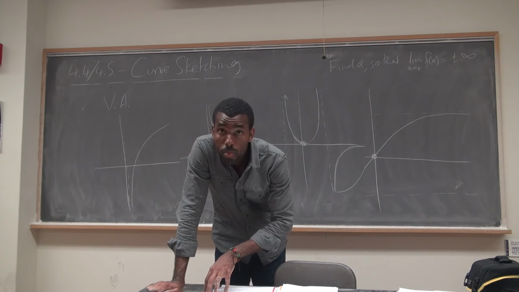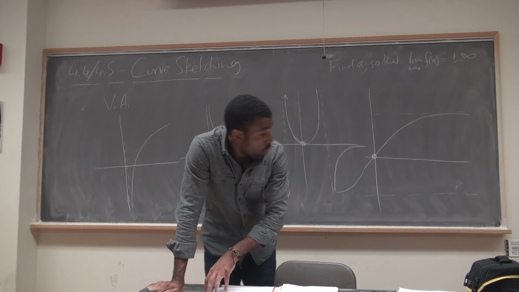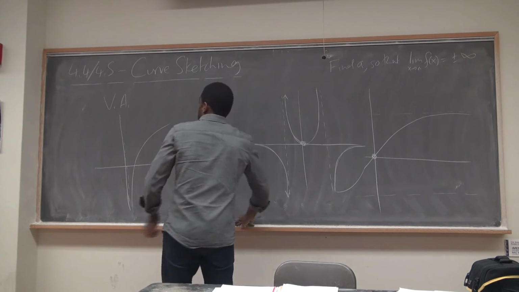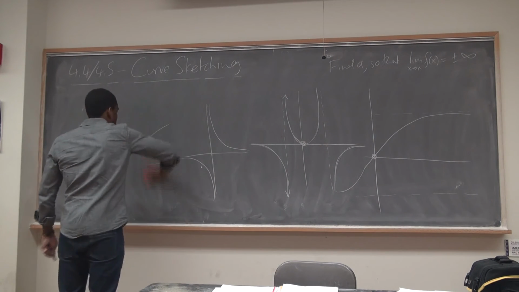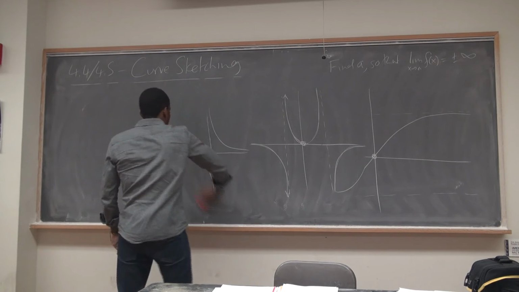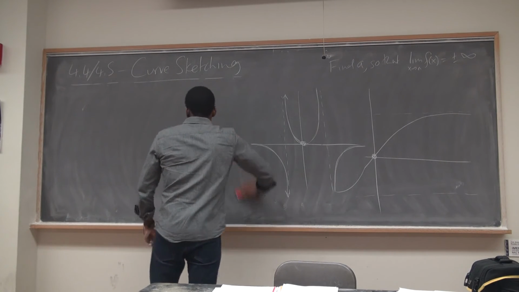What's the hole? Oh, a hole is like when a hole happens to be when the denominator is 0, but the numerator is also 0 at the same time.